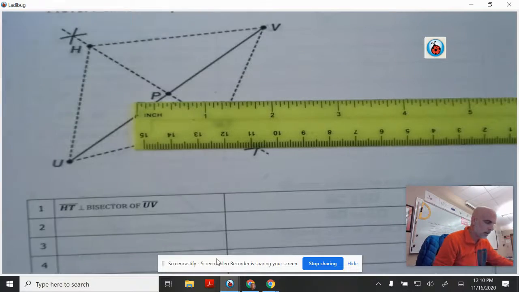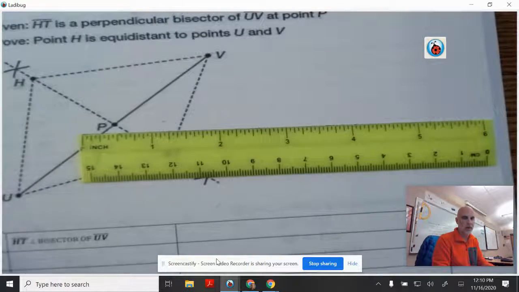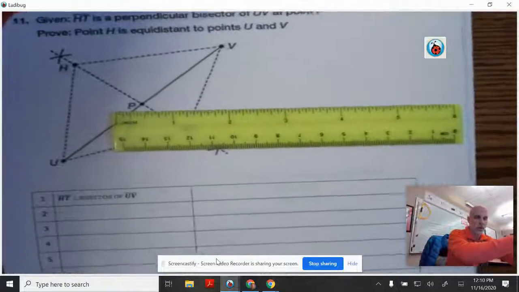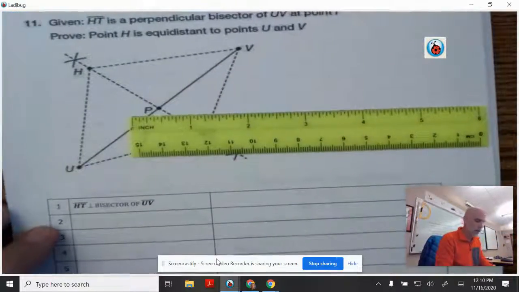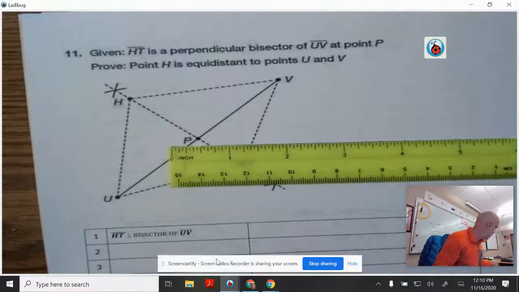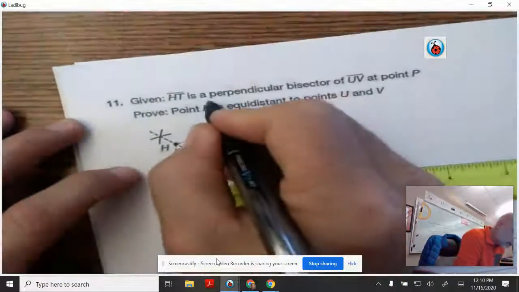Okay, let's talk about page 8. Here's a proof for us that is related to one of our earlier constructions. And you may not remember this term, but it's a perpendicular bisector, which is kind of a big deal.